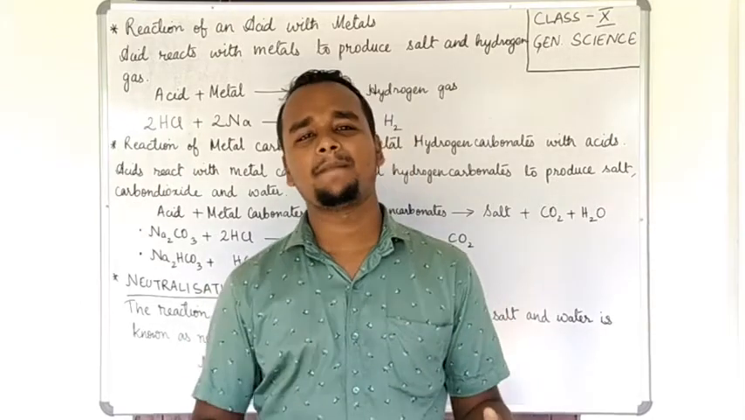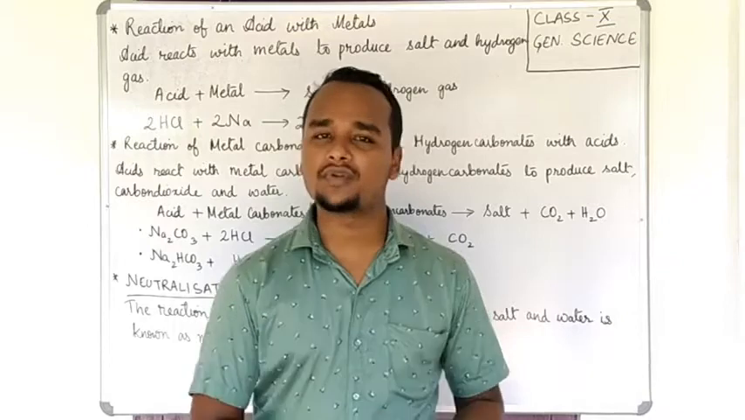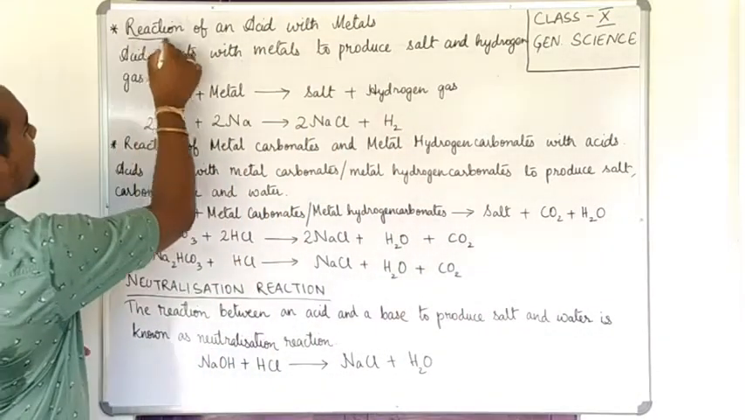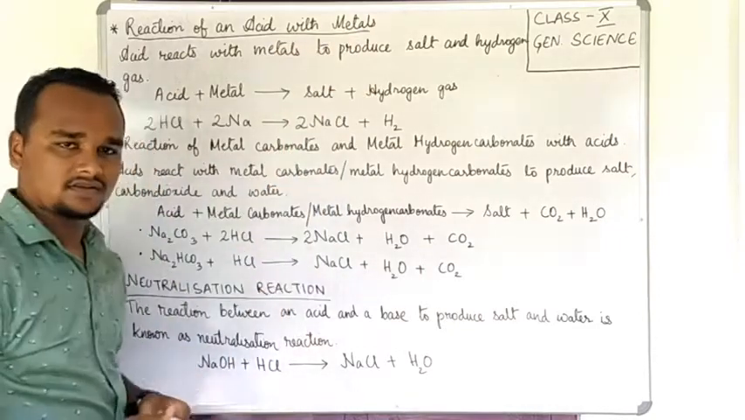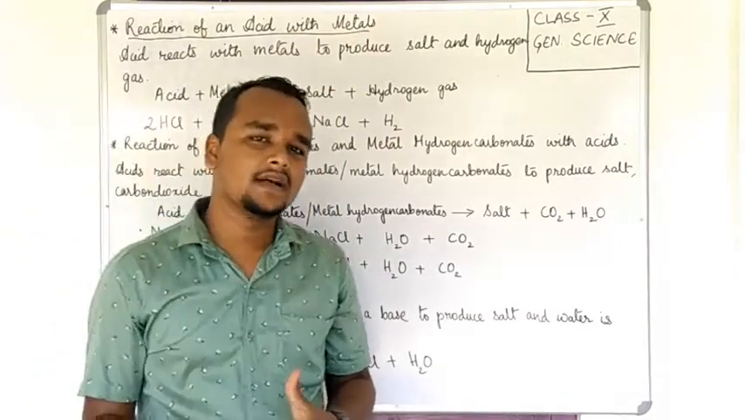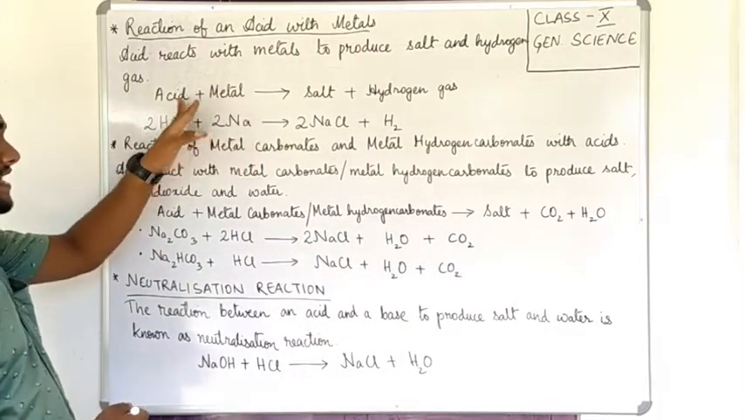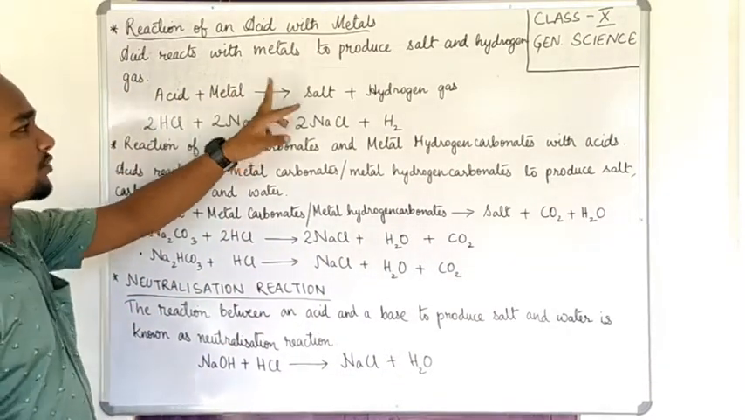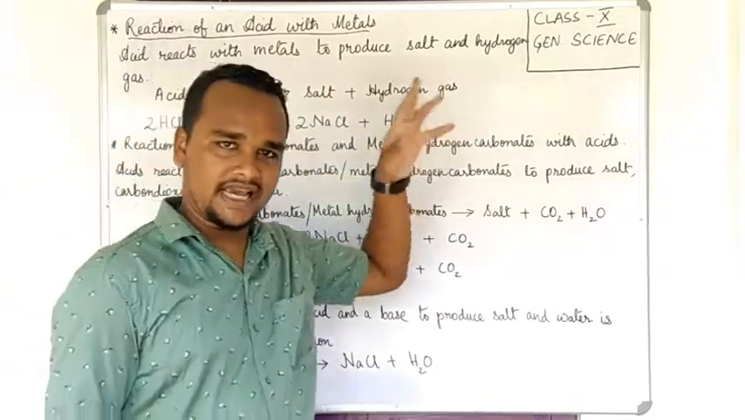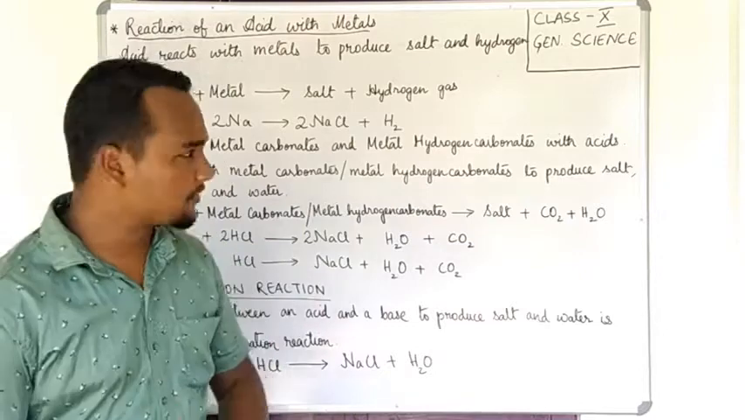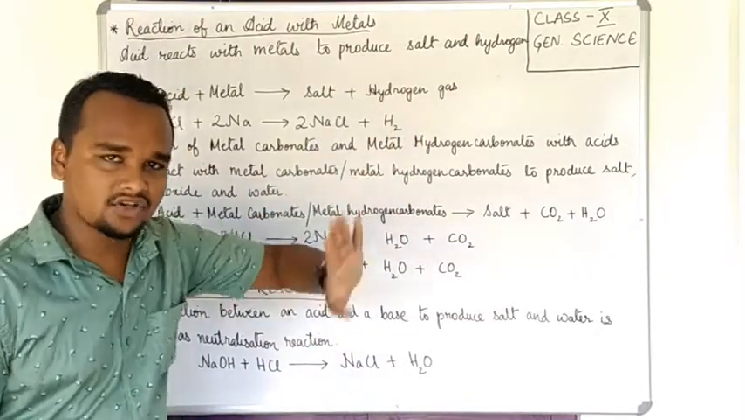So these are the differences and similarities between an acid and a base. Let us see the next part we are going to discuss today. Today we are going to see the reaction of an acid with metal. What happens when an acid reacts with metal? Just remember this reaction: acid reacts with metal to produce salt and hydrogen gas. Acid will react with any metal, and whenever it does, they will produce salt and hydrogen gas.